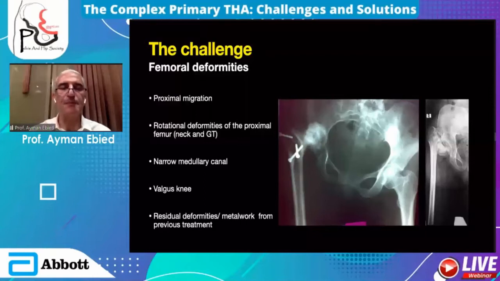As has been presented and shown, many of the cases of developmental dysplasia or congenital dislocation of the hip have the problem of a valgus knee, which becomes aggravated when you have corrected the hip deformity. And we have to keep in mind that many of these cases might have received previous surgical intervention to correct the dysplasia in the form of proximal femoral osteotomies. Therefore, you may be faced with metalwork left behind on the proximal femur. You have to think of how to remove it because it might represent a very difficult issue to solve intraoperatively.